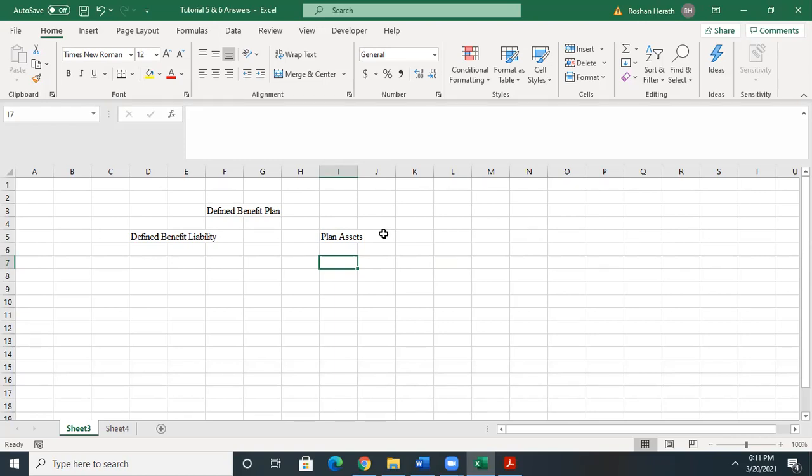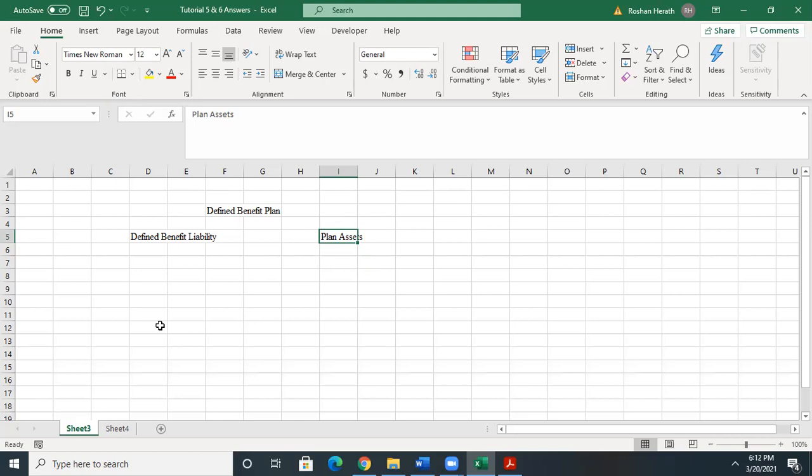Even I would say that it's a kind of risk mitigation. This plan asset will ensure that you have enough funds available with the organization to settle the defined benefits when they become due. So that's about the plan asset. And the defined benefit liability represents the obligation.